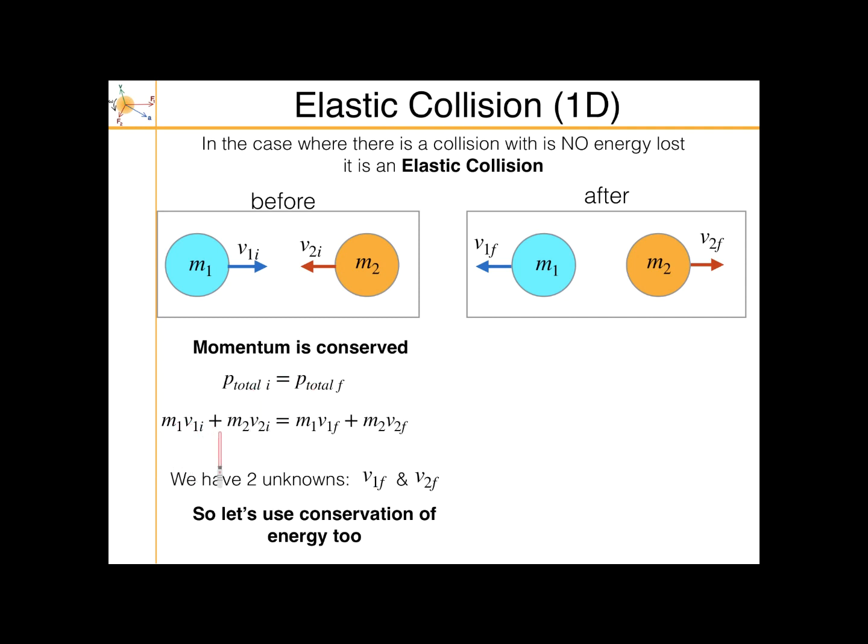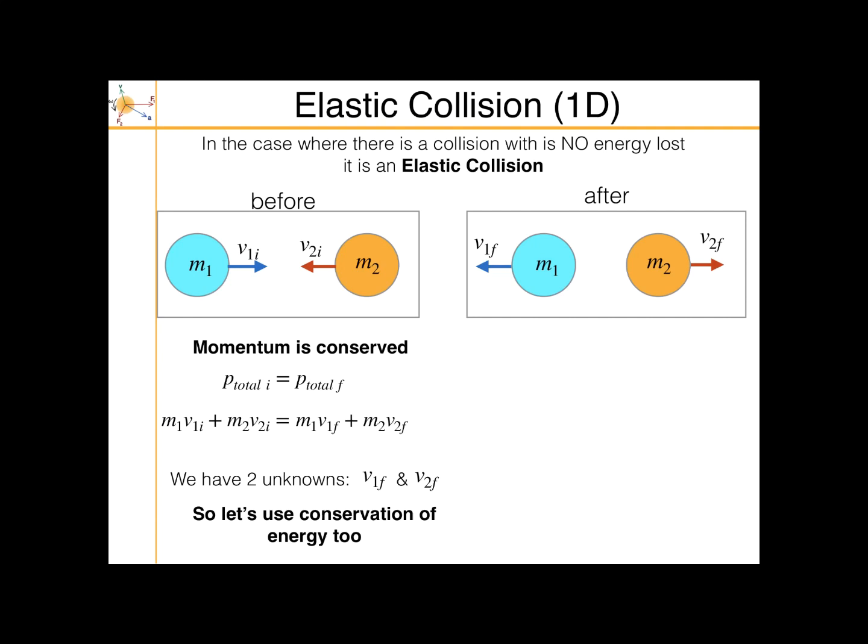So m1 v1 initial plus m2 v2 initial equals m1 v1 final plus m2 v2 final. But we can't solve this by itself because we have two unknowns, right? If we only know the initial speeds, we don't know the final velocity of either of them.